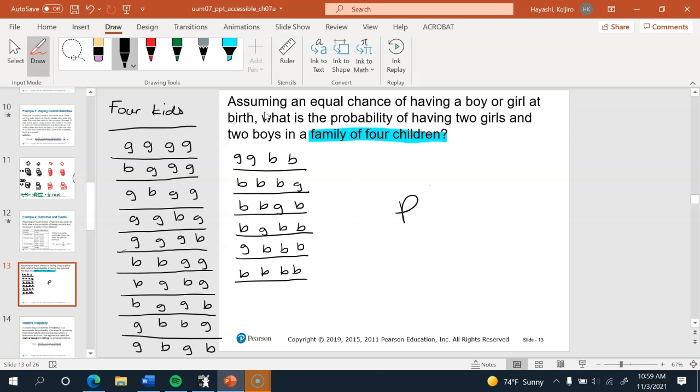So the probability of having 2 girls and 2 boys in a family with 4 kids, right? We don't exactly write that, it's just sort of assumed. That should be placed over 16, right? There are that many possible outcomes.